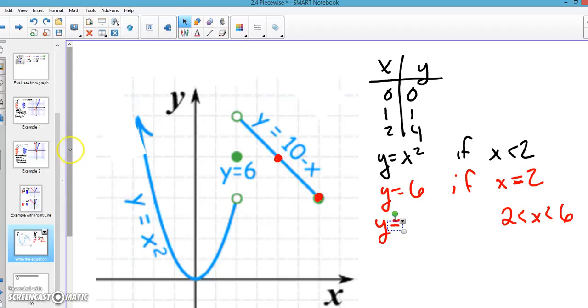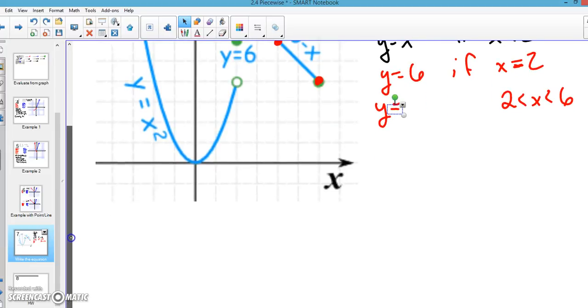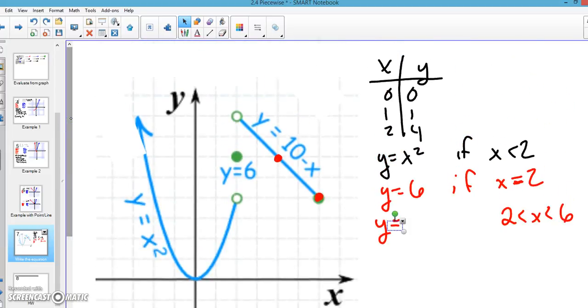I hope this helps in terms of everything and more than you ever wanted to know about piecewise functions. There is a practice worksheet that your sub is going to instruct you to do, and please let me know if you have any questions or need some additional assistance. I have lots and lots of practice that I can provide for this.